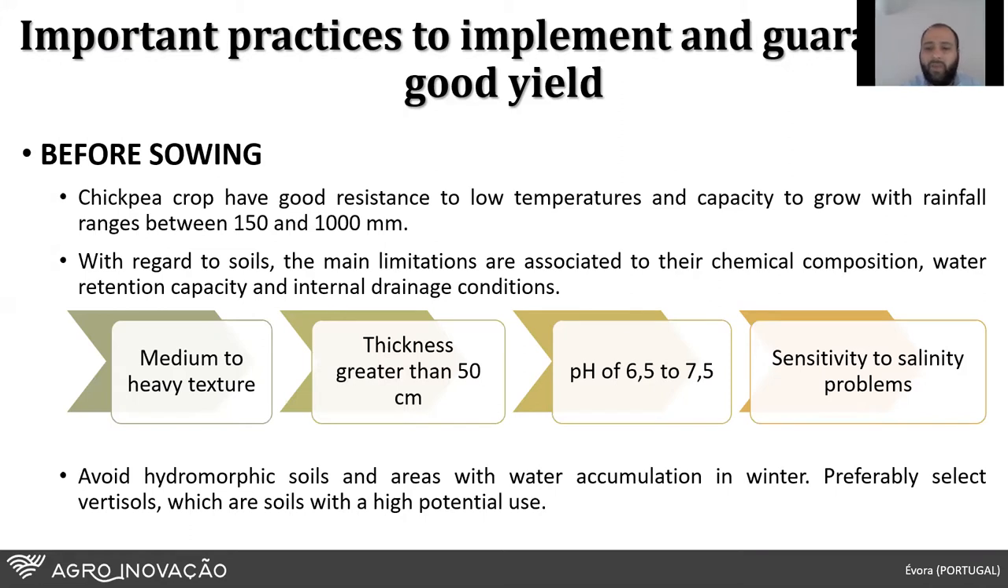pH between 6.5 and 7.5 or 8. Chickpea crop has a sensitivity to salinity problems. Avoid hydromorphic soils, this is very important, and areas with water accumulation in winter. Preferably select vertisols, which are soils with a high potential use.